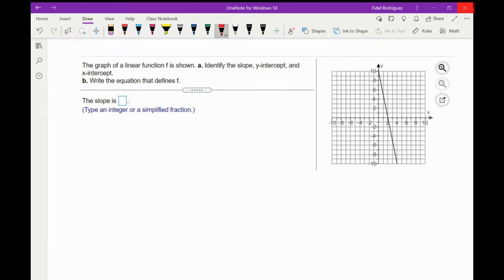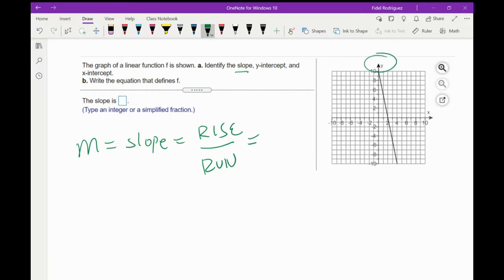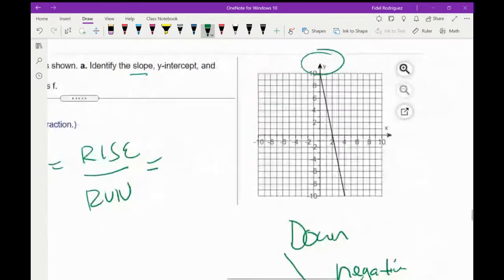Okay, so the first thing we're going to do here is find the slope of the line. If you remember, we often refer to the slope as the rise over the run. When I look at the line, it's coming down. What I mean is the line is heading down as I read it from left to right, which tells me that we're going to have a negative slope.